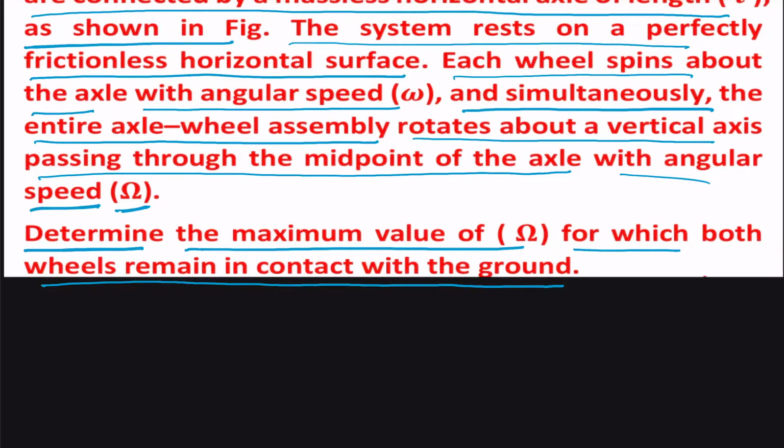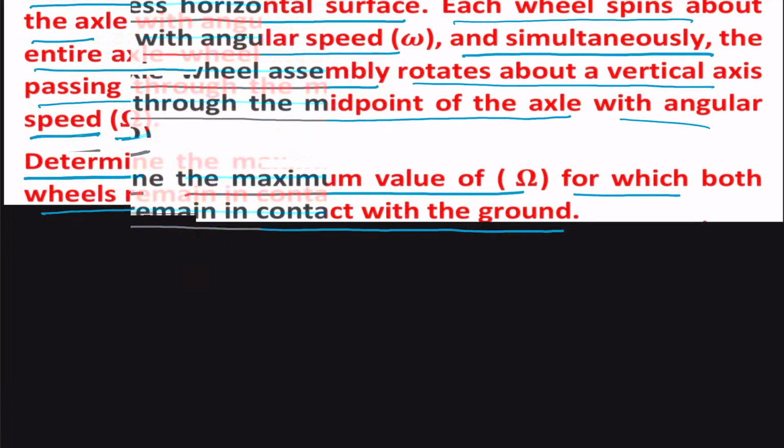So in contact with the ground, we are mainly interested in finding out the value of the normal. When the value of the normal is equal to 0, the contact with the ground will be lost. So we are going to use that particular condition.